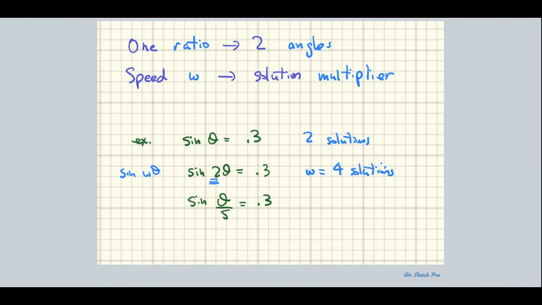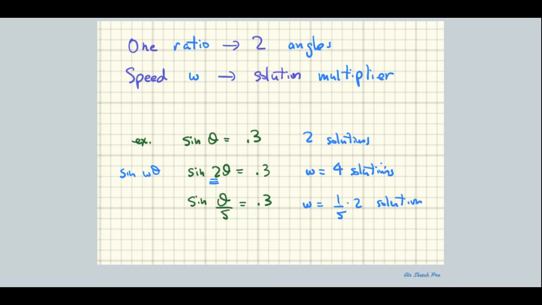Now, what's omega in this next equation? That's right, 4. Thank you, guys. What's omega in this last equation? You see it? What's my solution multiplier on this one? That's a 5, actually. Sorry about my handwriting. That's a 5. Yeah, 1/5. And so I expect 1/5 times 2 solutions.